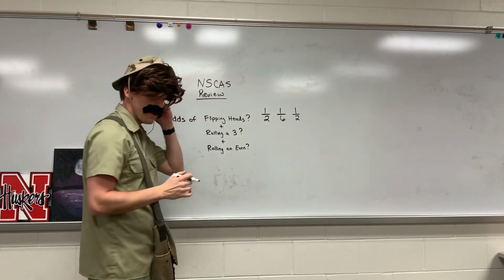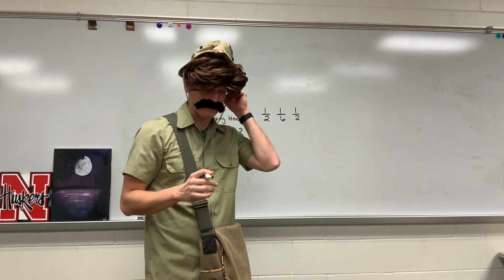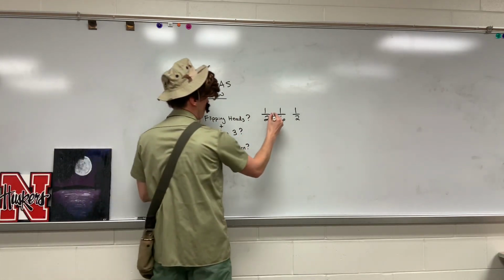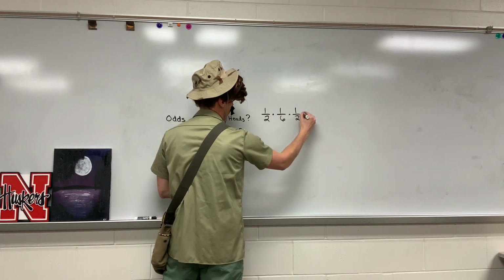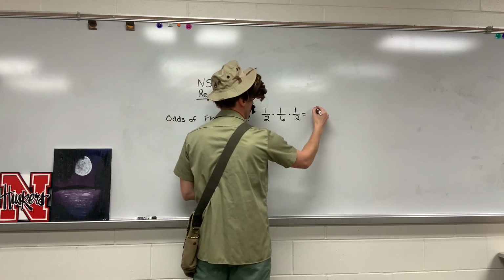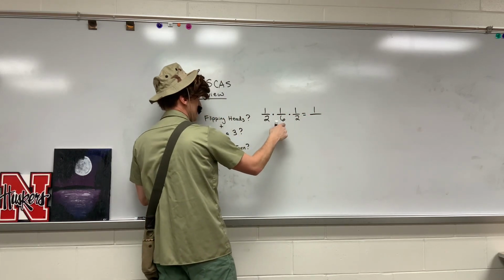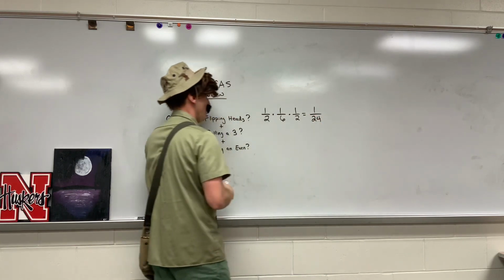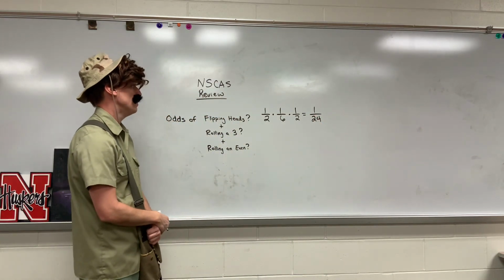Okay, now the question may ask for a percent, it may ask for a fraction, so we're going to do both. Okay? So first off, compound means multiple, so we're going to multiply. So 1 times 1 times 1 is 1. 2 times 6 is 12. 12 times 2 is 24. There's a 1 out of 24 chance of this happening.